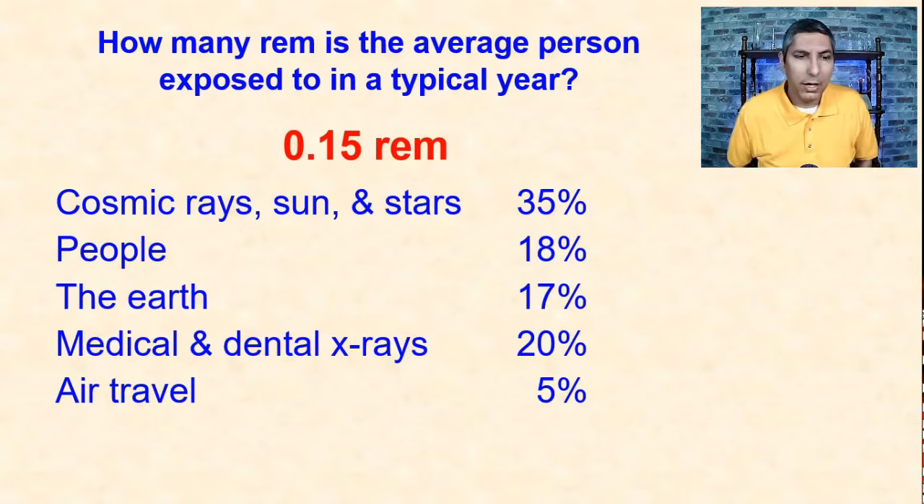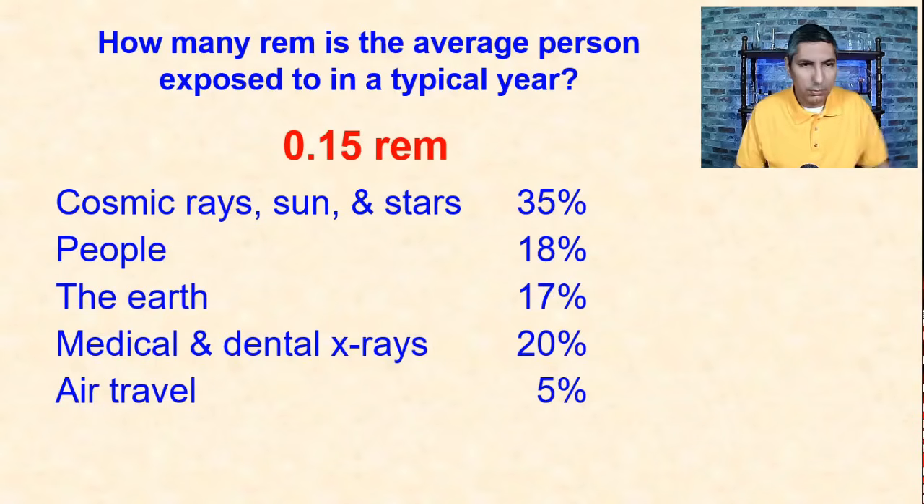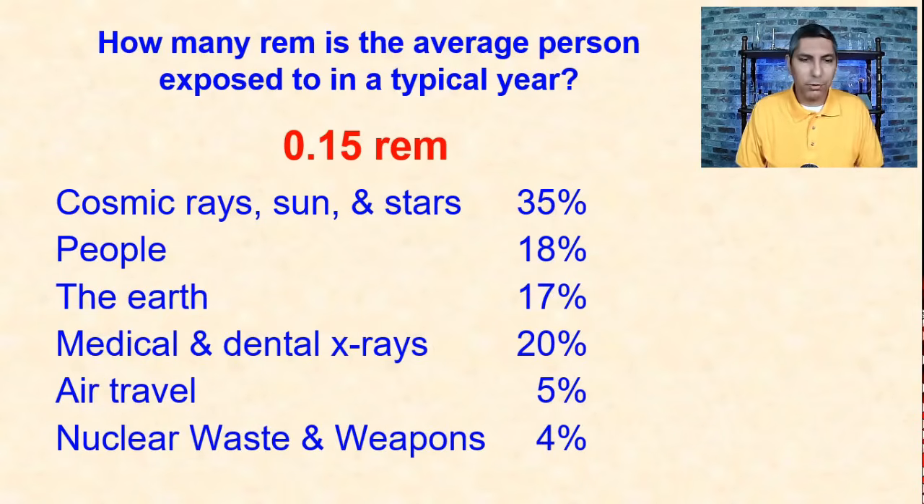Air travel. Now, air travel has to do with the fact that whenever you're flying, you are a little bit higher up in the Earth's atmosphere, and so you are exposed to more sun, stars, cosmic ray radiation. So that's a little bit higher. If you're a frequent flyer, it could be higher, and it could be lower if you don't fly at all. So about 5%. Nuclear waste and weapons. About 4% of the average person's radiation exposure comes from that. And of course, depending upon where you live, that number may be a little bit higher, that number may be a little bit lower. If you add all these numbers together, that gets you pretty close to 100%.